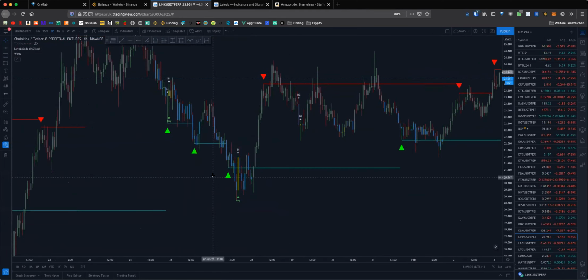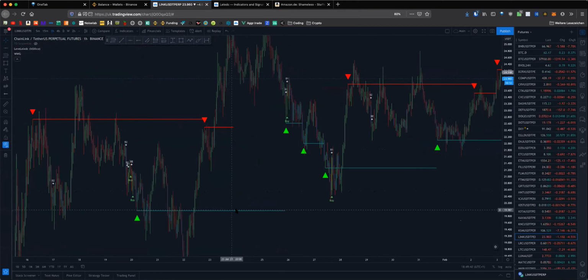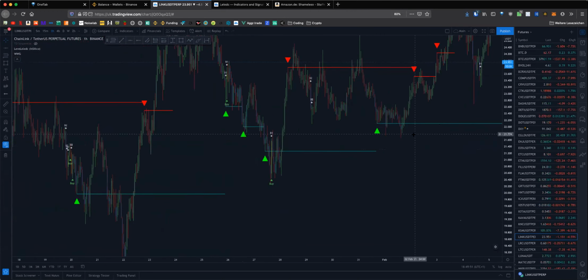Yeah, so for example, if you took this one, you could enter here and set this one as a stop loss, for example, because this is the last low point, which is printed by the signal. And that's pretty much it.